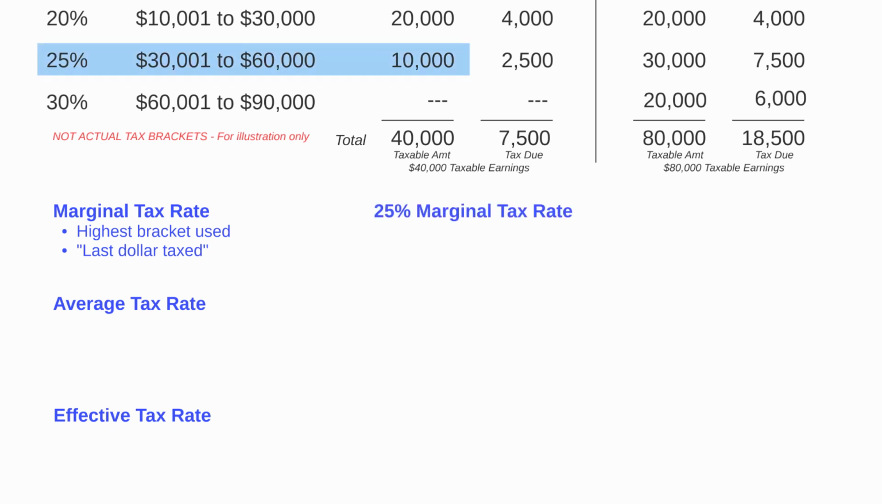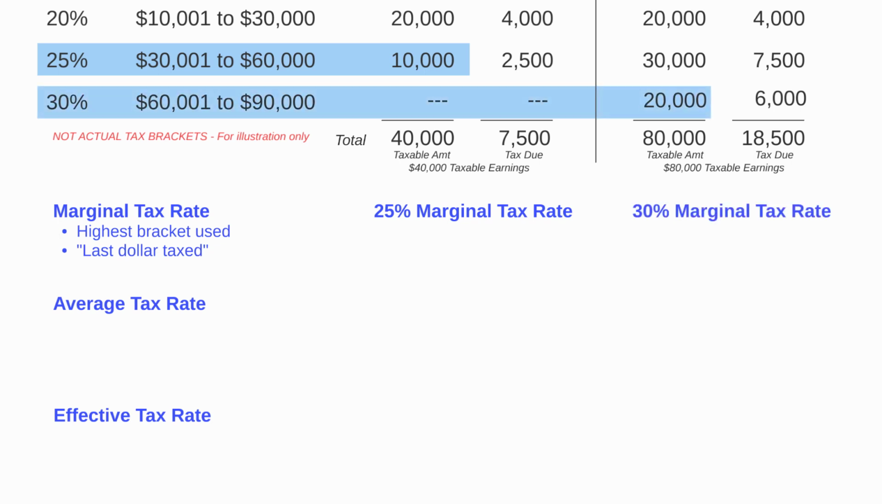So in our first example, our highest bracket that we used was the 25% bracket. So they have a 25% marginal tax rate. For the other example, the highest bracket we used was 30%. So they have a 30% marginal tax rate. That's the marginal tax rate.